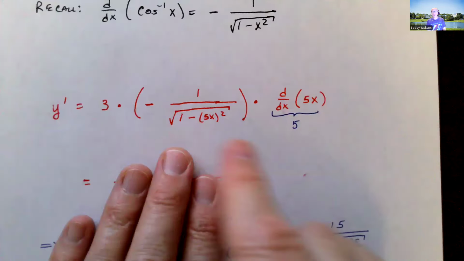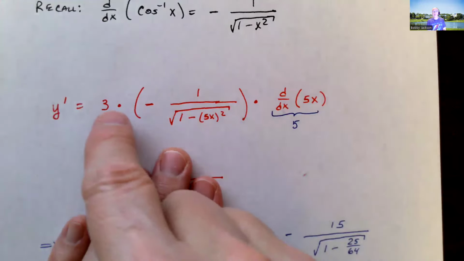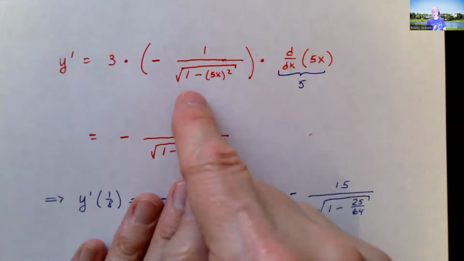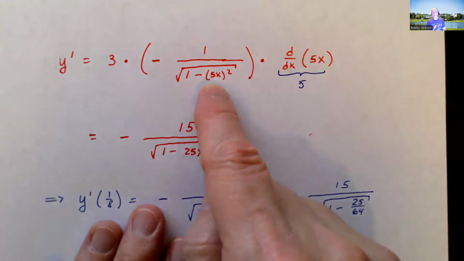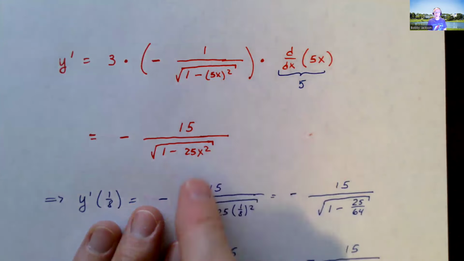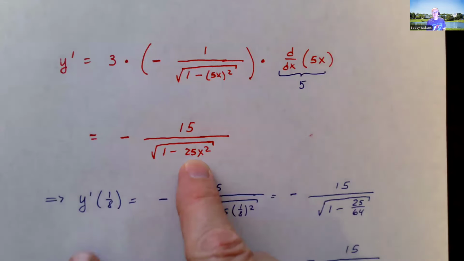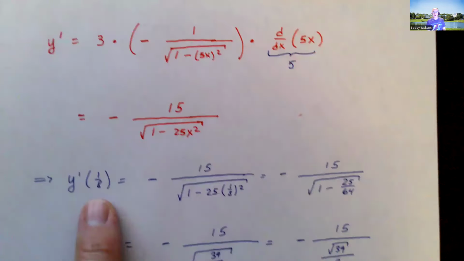And so I can simplify this. I've got a negative 3 times 5 gives me a negative 15 up top. And be careful here. When you square 5x, that's 5x times 5x, or 25x squared. So here's my derivative. Now I wanted to remember, evaluate that when x was 1/8.